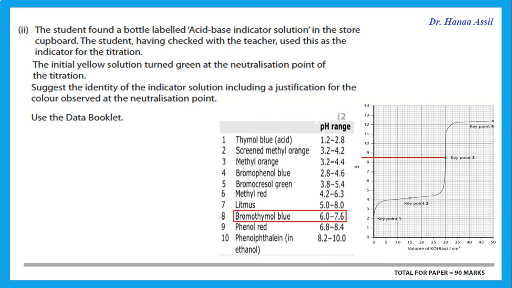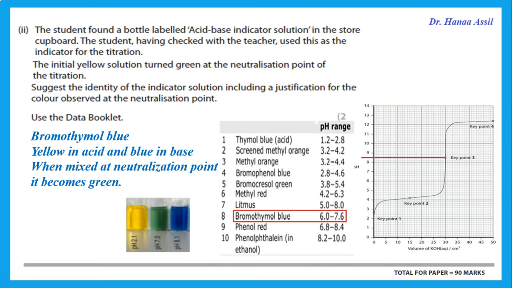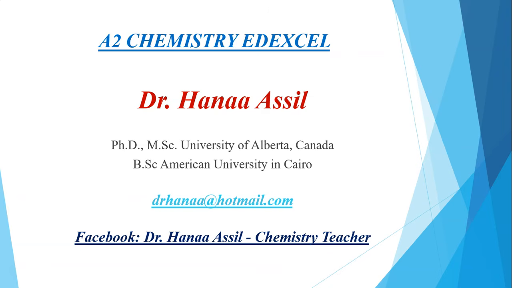So if we look at this, this would be bromothymol blue. It will change within the range of 7 point something, and originally it is yellow. So before the neutralization point it's yellow. Now, at the end, it needs to be blue. So in the middle, there is blue with yellow, so it turns green in the middle. So what we're looking at is bromothymol blue. It's yellow in acid, blue in base, and when it is mixed, yellow with blue, it becomes green at the neutralization point. And that was the end of this paper.